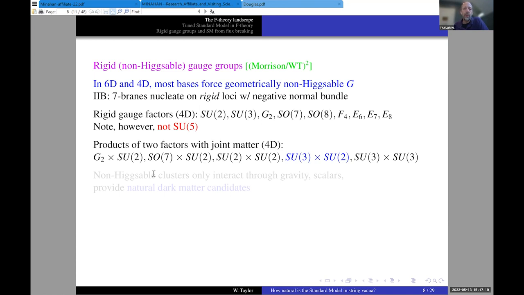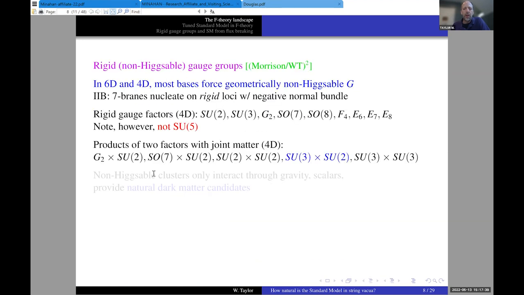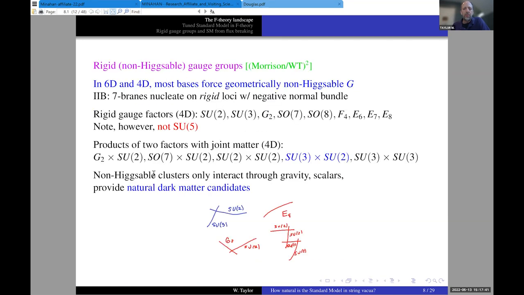And in 4D, there are only five different products that can emerge with G2 and SO7 and SU3 times SU2, or products of SU2 and SU3. So a typical F-theory geometry, if we go to this big global picture of all these different possible things, a typical global geometry will have a whole bunch of these gauge groups forced on you, and they will appear in clusters which are connected to each other through intersections of the seven branes where matter lives.